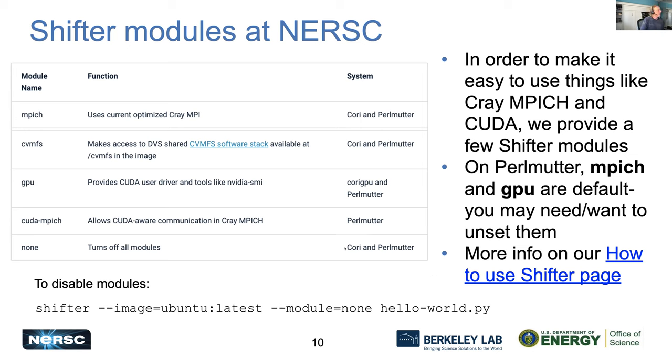Oh, and one last thing. If you're doing a CUDA-aware MPI, you'll want a different module. So this is our CUDA MPICH. This is if you're moving CUDA objects with MPI, we'll need to load a slightly different set of libraries for you.